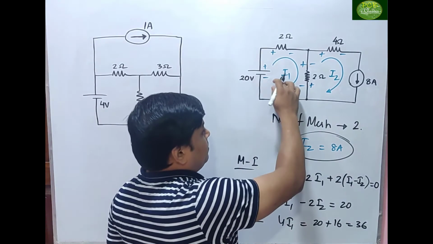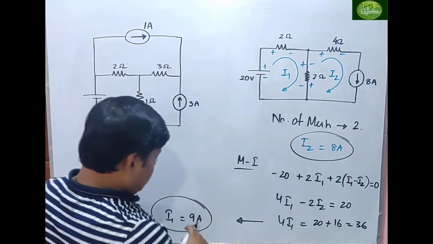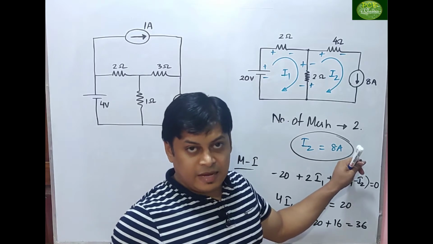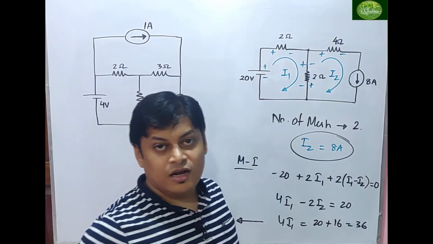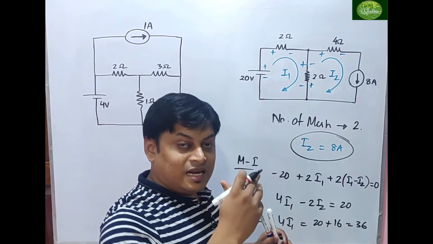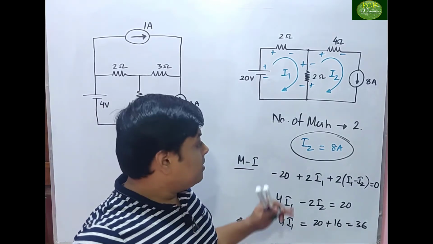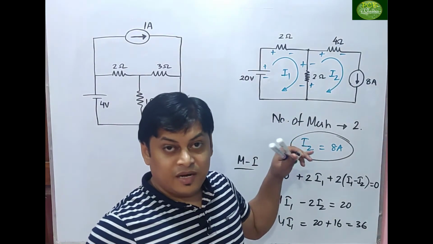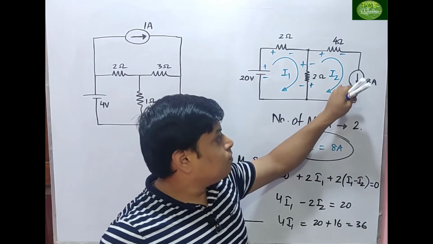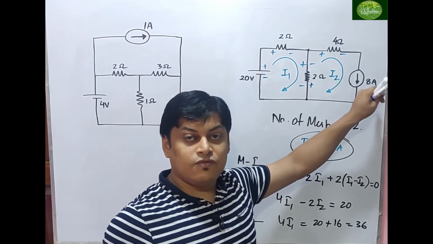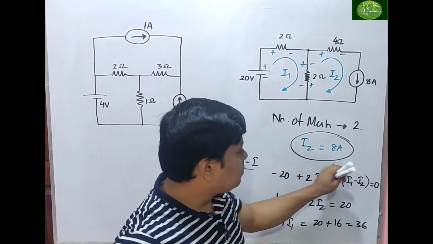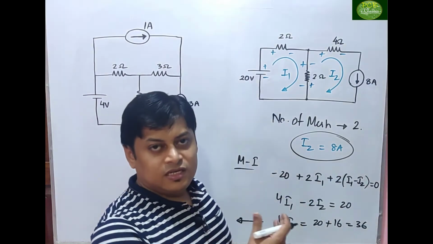Fine. What mesh currents have we got? I1, 9 ampere. What is I2? We have already got it from the question itself, 8 ampere. So both the mesh currents are known to us. In the mesh analysis we dealt with at the start, we had to find both the currents. But in this case, if a current source is present in the outer loop, the current for that loop will be given in the question itself. The current source value here is 8 ampere. That is why I2 equals 8 ampere. So it's very easy to solve.